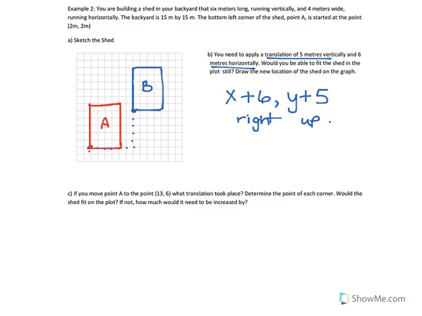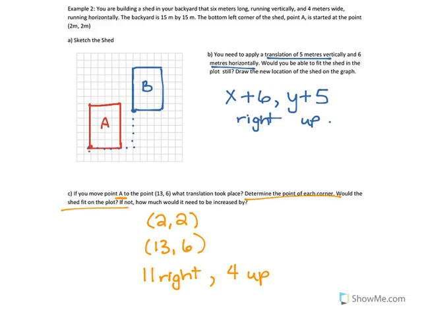Okay, part C. If we move point A to the point 13 and 6, what translation took place? So it started at 2 and 2, and we moved it to 13 and 6. So the difference here is it's moved 11 to the right, and it's moved 4 up. So that is our distance, our change. We want to determine the point of each corner and if it would fit on the lot.